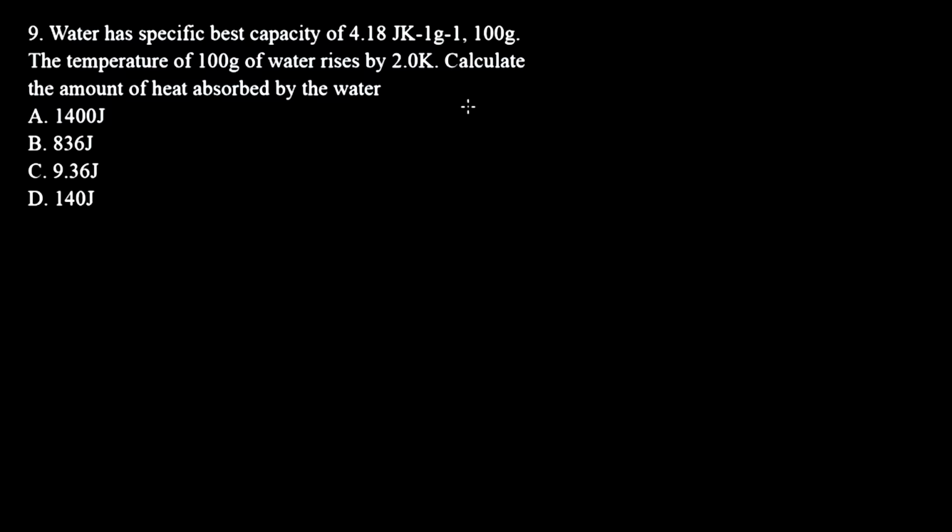So let's see this question. Water has a specific heat capacity of this. So 100 kilogram of it. The temperature of 100 kilogram of water was raised by this amount. So we need to calculate the amount of heat absorbed by water. Basically the heat absorbed is the same thing as m c change in theta, where m is the mass of the substance and c is the specific heat capacity, right? So this is a change in temperature.